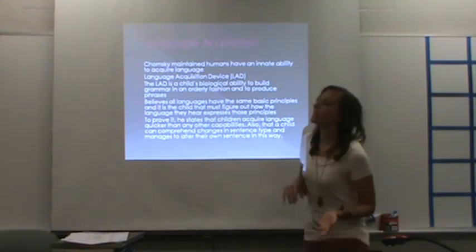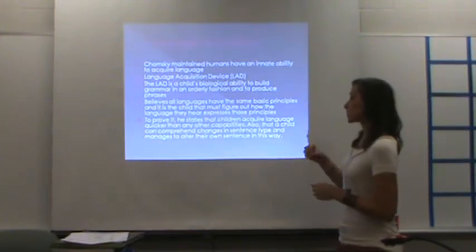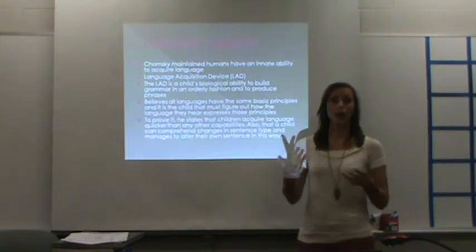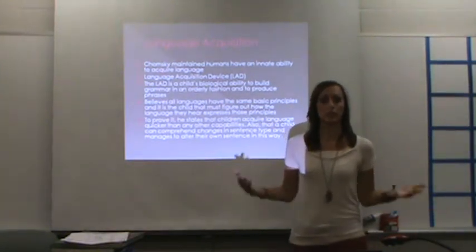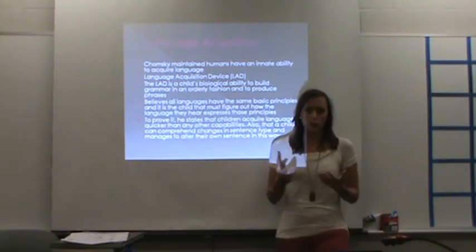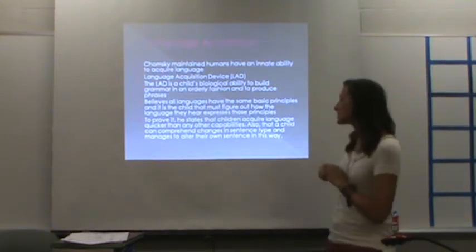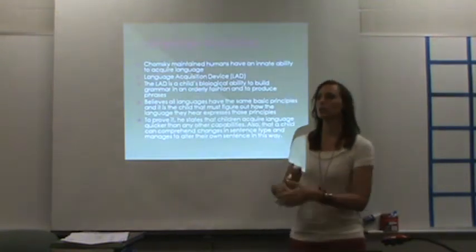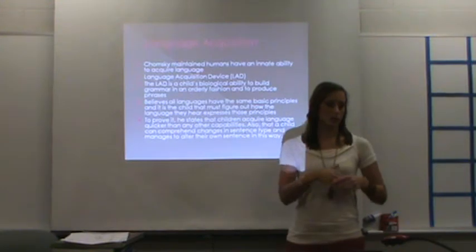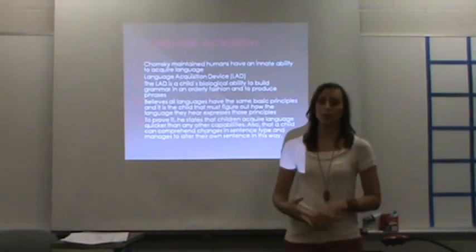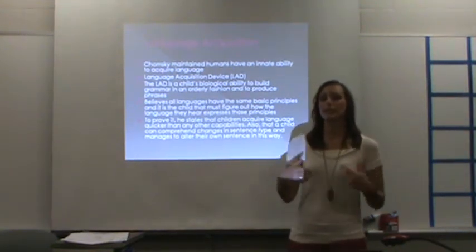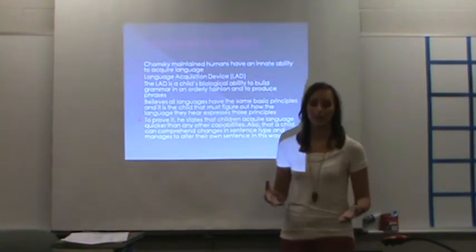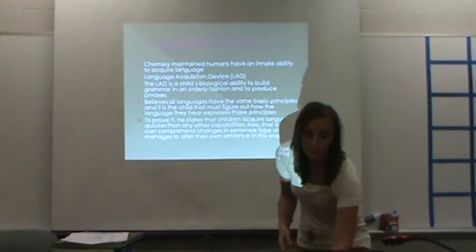So to prove it, he stated that children acquire language quicker than any other capabilities, which is true. That's one of the first things that children acquire, and it's not even that it's being taught. They just hear it and they acquire it. And also that a child can comprehend changes in sentence type and manages to alter their own sentence in this way. So he said, looking at other children, whenever they hear someone use a declarative, an imperative, an interrogative type of sentence, they automatically can understand it and they are able to reproduce it as well without any help.